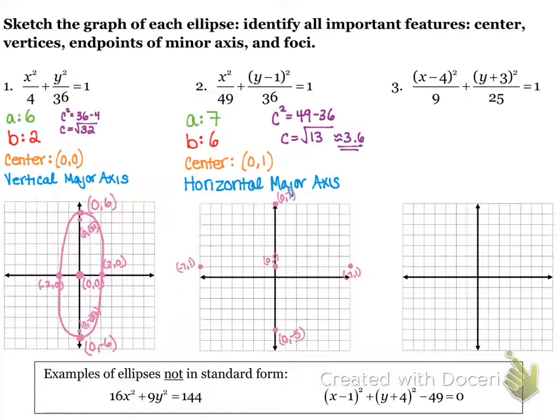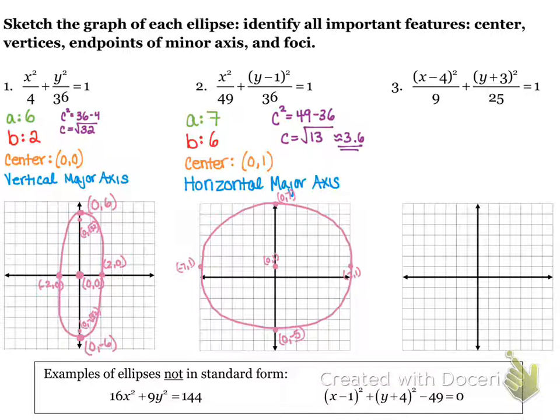And this one, since the a and b values are just 1 apart, have a difference of 1, it's going to kind of almost look like a circle, where the circle has the same radius all the way around. But we do know that the horizontal axis is going to be a little bit wider. So something like that. And then my focus is going to be on my horizontal axis.